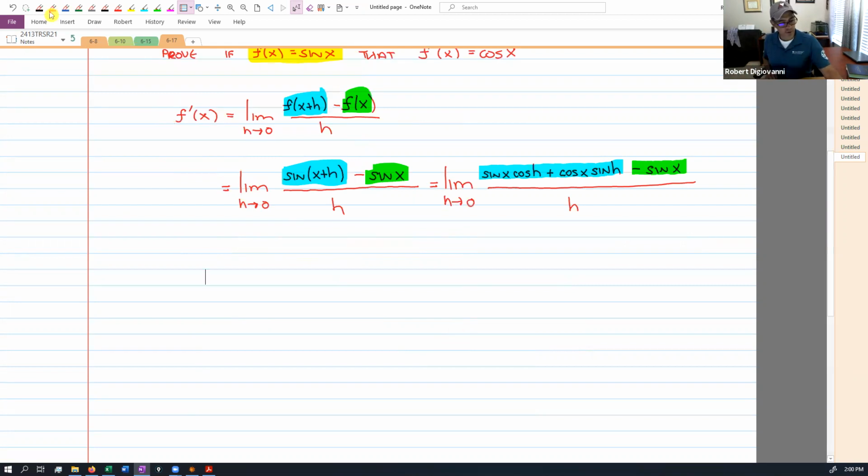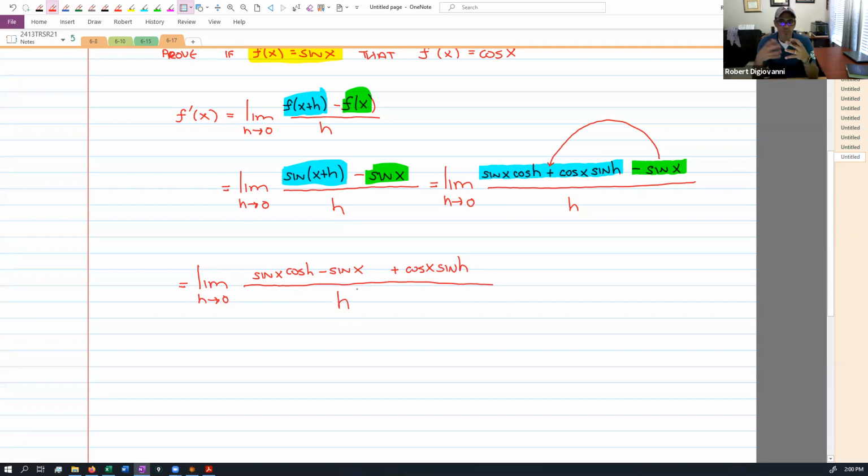No questions? Here we go. We're almost there. Limit h goes to 0. All I'm going to do now is rearrange things algebraically. So I'm going to move this minus sine x right here. And so it becomes sine of x cosine of h minus sine of x. And then I have plus cosine of x sine of h. The whole thing over h. Do y'all follow the algebra right there? Just slide that over.